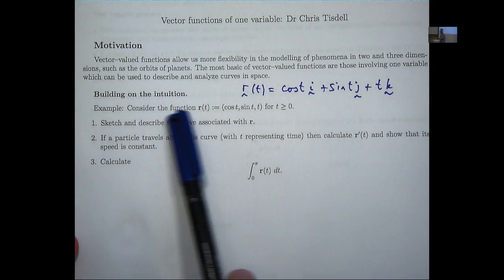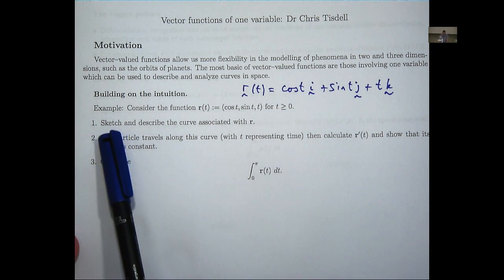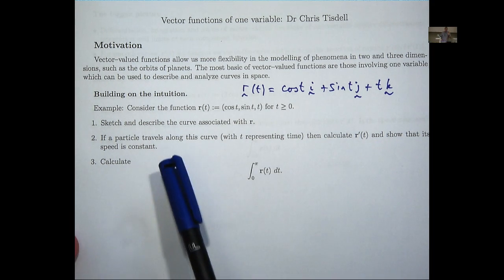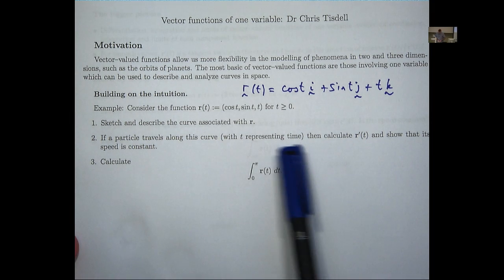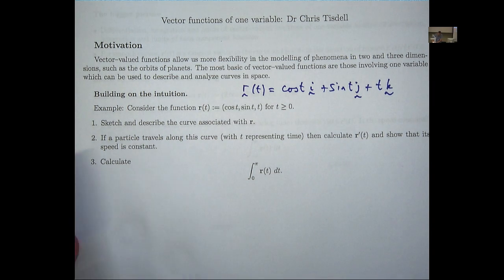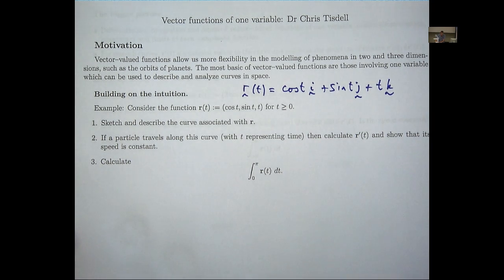Okay, so we're asked to consider this vector valued function for these values of t. We're asked to sketch and describe the curve associated with our function. And if a particle travels along this curve with t representing time, calculate the derivative and show that the speed of the particle is constant. And then we're asked to calculate a definite integral of our vector function.